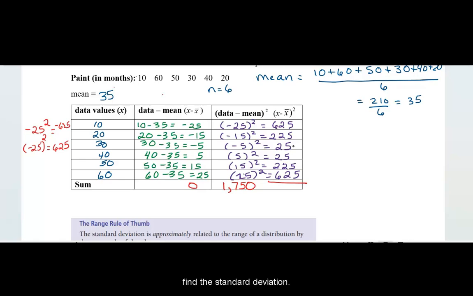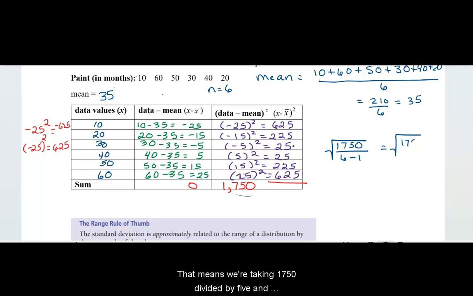To find the standard deviation, we're taking the square root of the total we found in column 3, so the 1750, and then divided by n minus 1. Go back here, n is 6. So we're dividing by 6 minus 1. That means we're taking 1750 divided by 5 and taking the square root of that number.